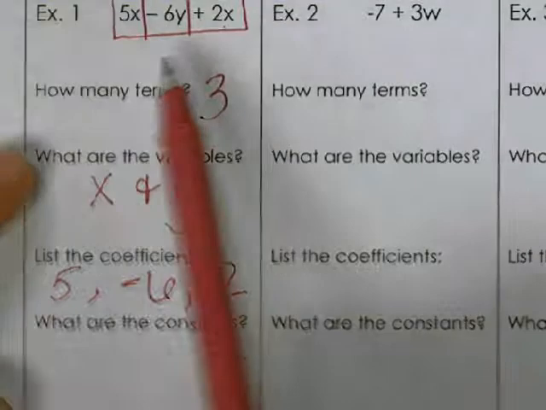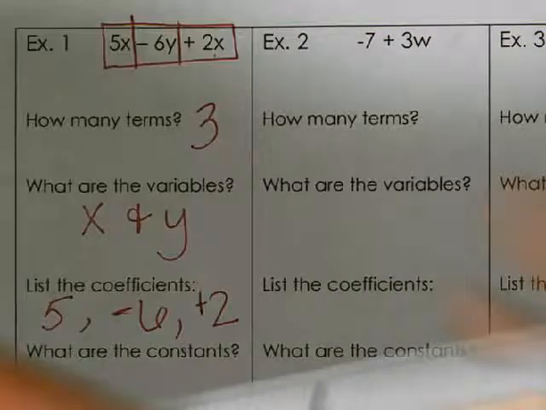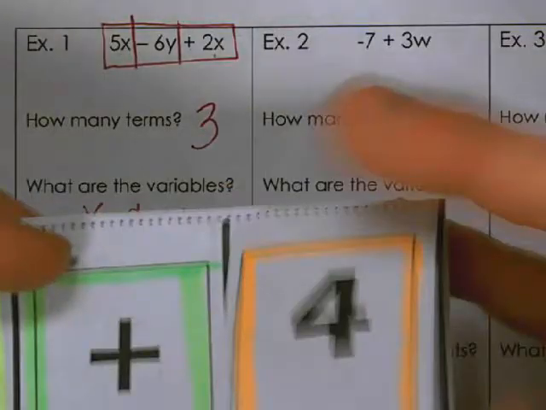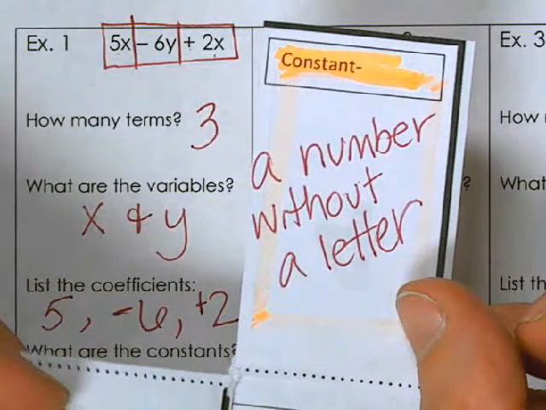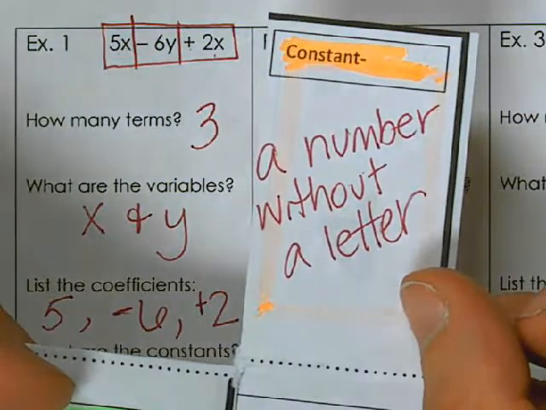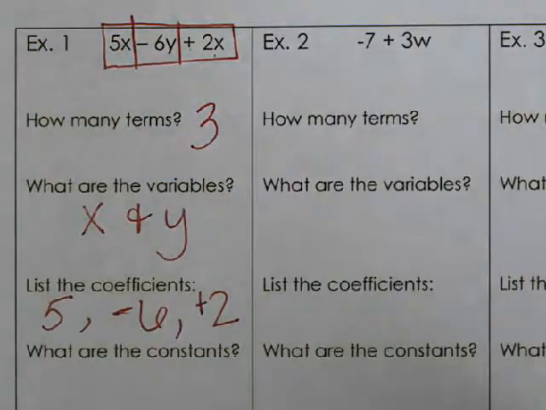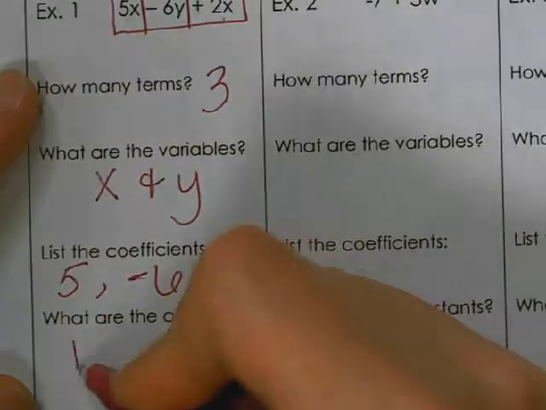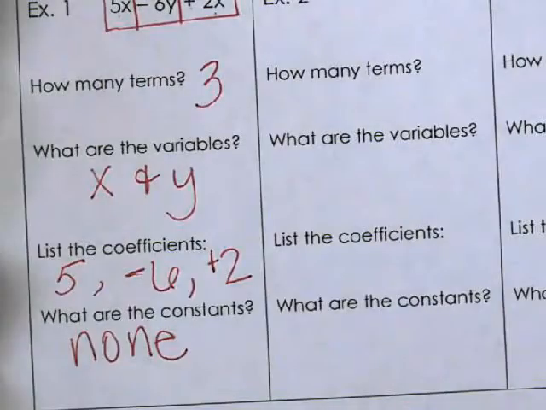And then in this case, what are the constants? So let's look and see. Do we have this 4 here? That was our constant, right? It's a number without a letter. Does this problem have any numbers without letters? No. So there are none. So we just say none. Okay?